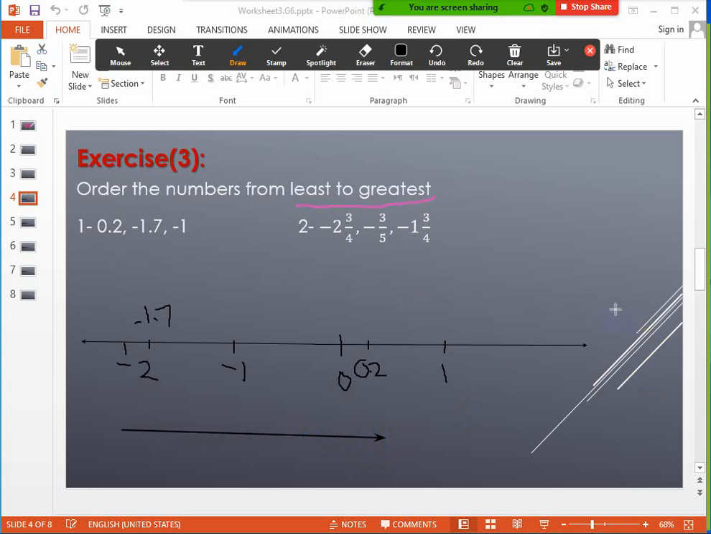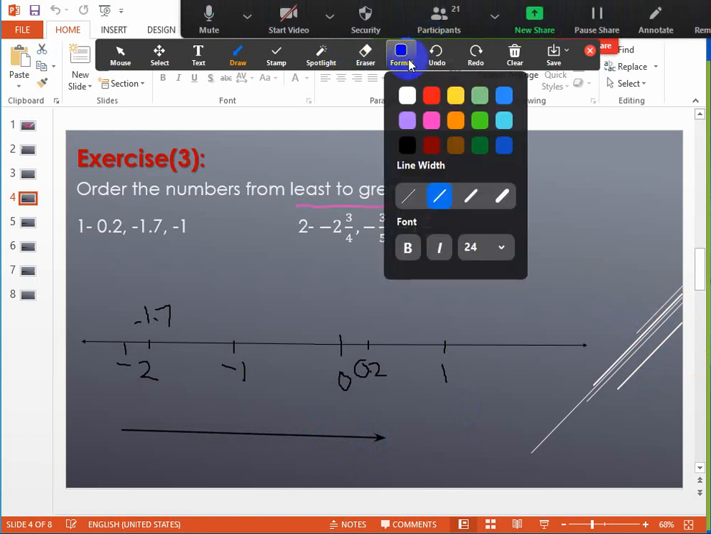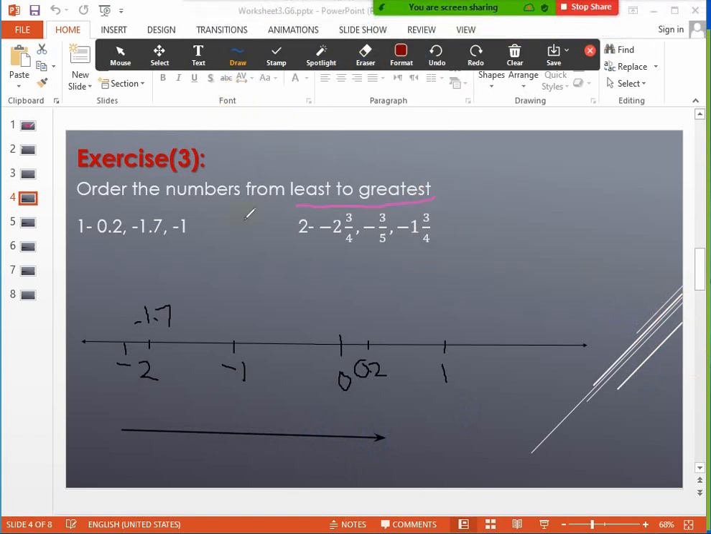Al-Jawhara, open the mic. Yes, hi dear. Now I want you to order the numbers from the least to the greatest. Negative 1.7, then negative 1, then 0.2. Thank you, Al-Jawhara. Very good.